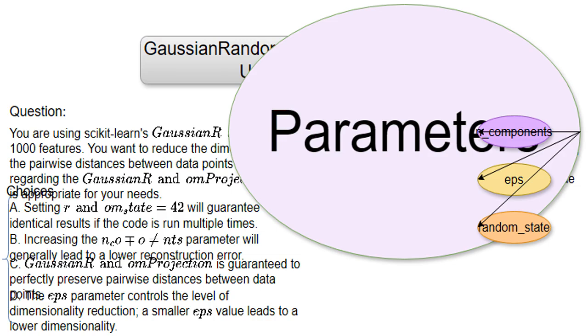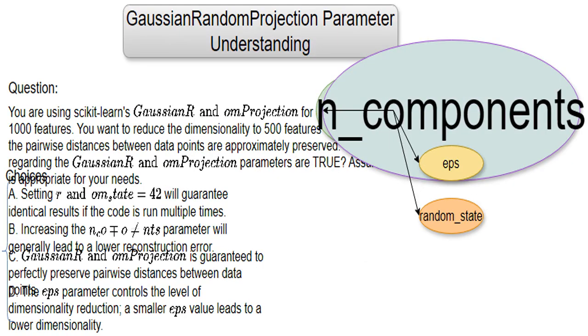I'm going to explain the parameters in scikit-learn's GaussianRandomProjection that we need to understand to answer the quiz questions. Let's start. This parameter specifies the number of dimensions you want to reduce your data to. For example, if you start with 1,000 features and set it to 500, you're aiming to reduce your data to 500 features. It's like squeezing a lot of information into a smaller space.